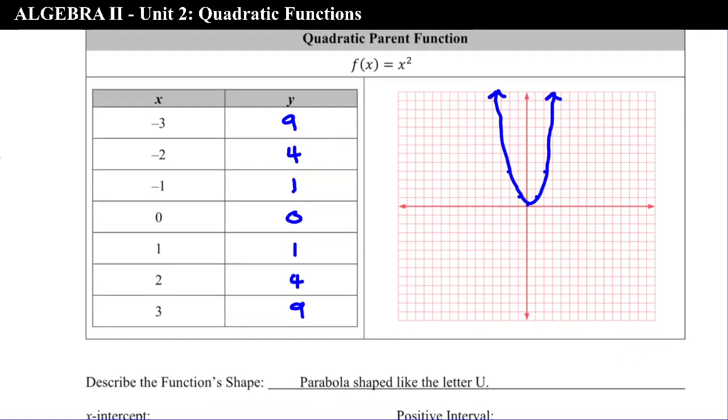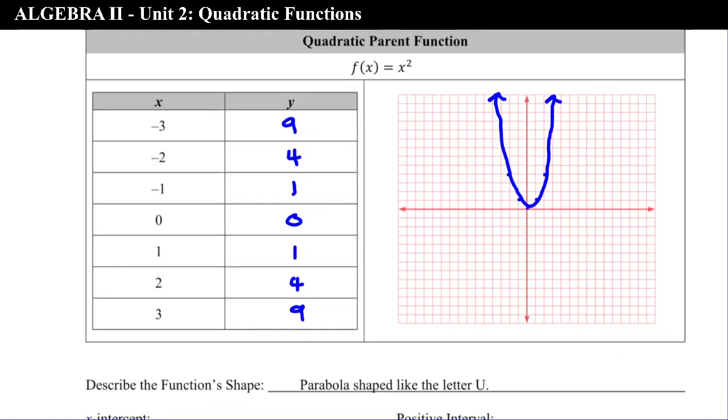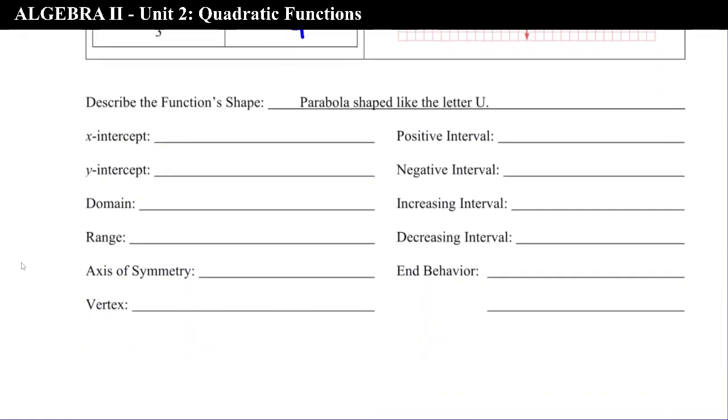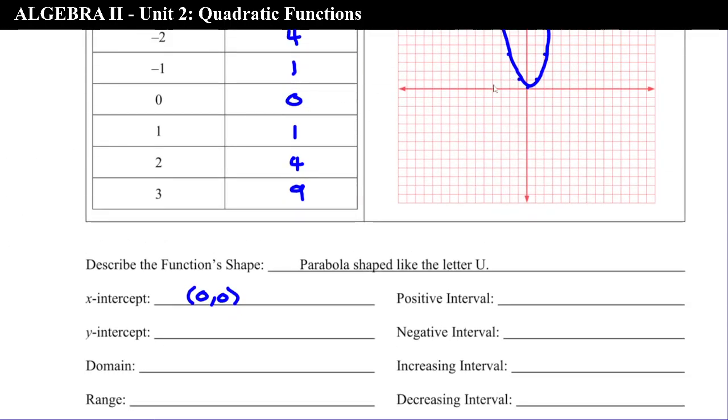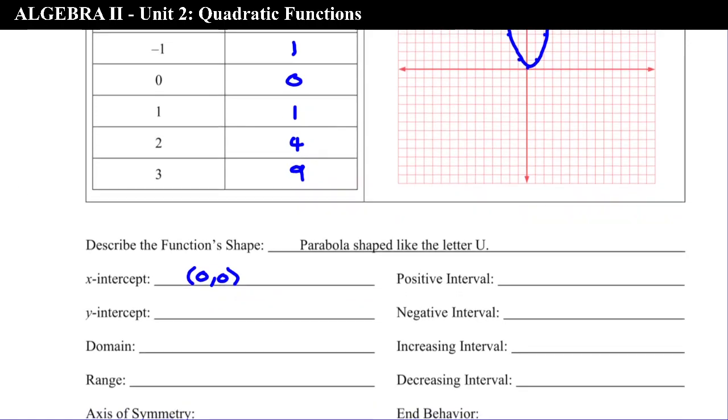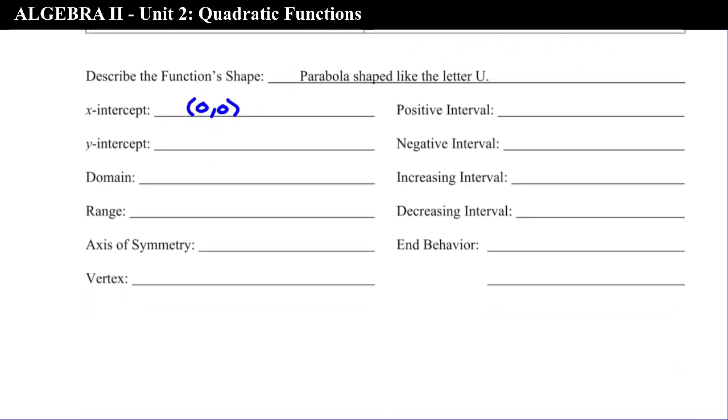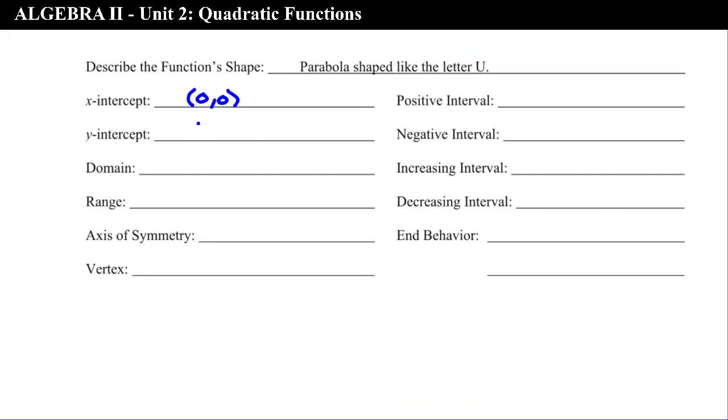Now that we have the parent function, hopefully you have that drawn for yourself. Let's take a look at some of the key features. This first one I've already filled in for you. A parabola shaped like the letter U is what the function shape looks like. So let's talk about some of these others. The x-intercept is at 0, 0 because that's where it crosses the x-axis, and it actually touches the x-axis only at that point. The y-intercept is also the same place. It's also at 0, 0.